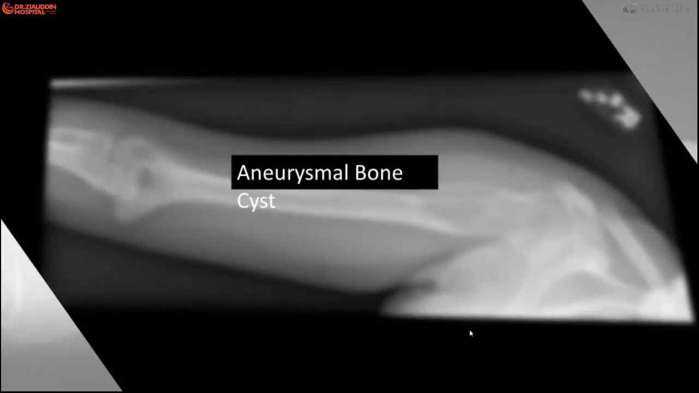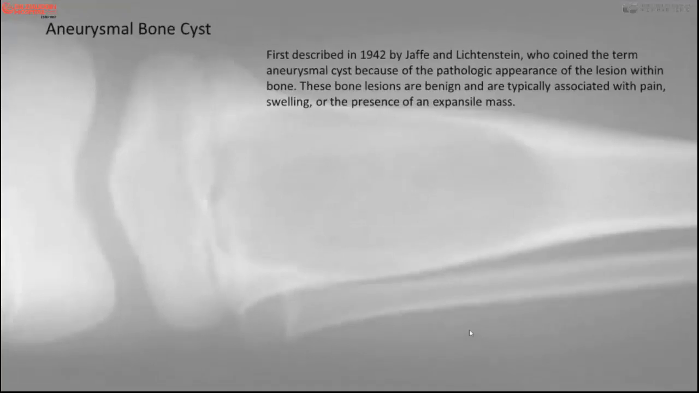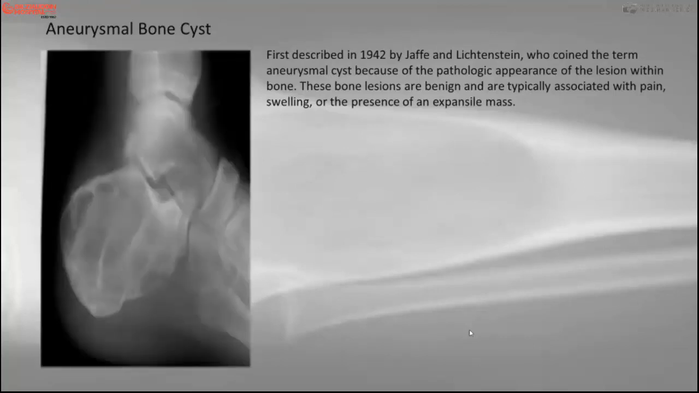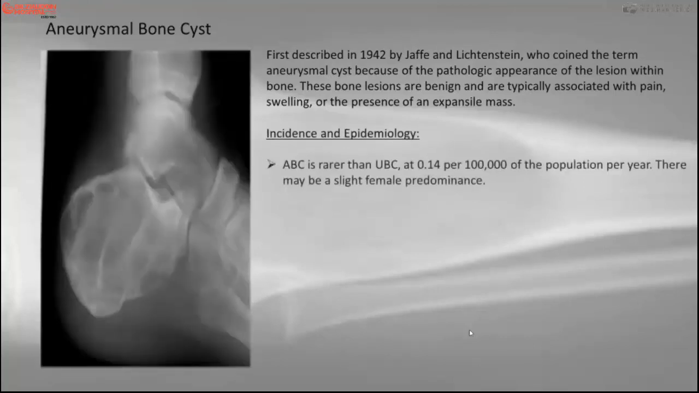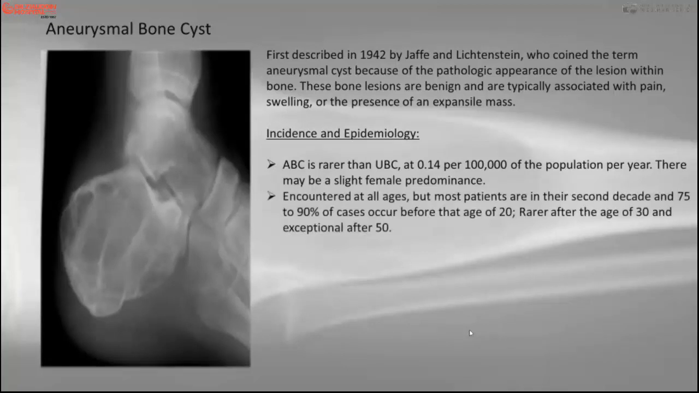Then we come to aneurysmal bone cysts. This was first described in 1942 by Jaffe, who coined the term aneurysmal bone cyst because of the pathological appearance of the lesion within the bone. This is how it typically appears. It is rarer than the unicameral bone cyst, almost 0.1 per 100,000. There may be a slight female preponderance. Mostly they are seen in the second decade and usually appear before the age of 20 years.